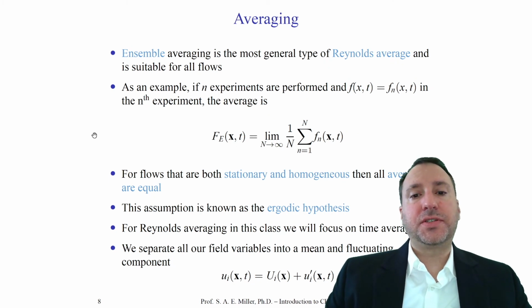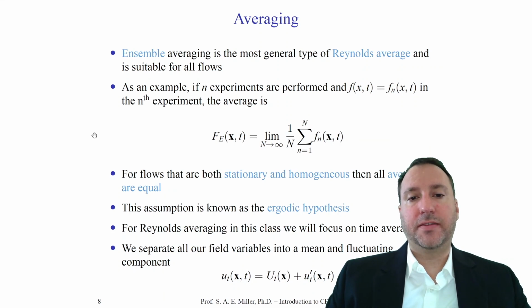Now, for flows that are both stationary and homogeneous, all these averages we talked about are equal. Why? First of all, a stationary flow means that it is statistically stationary and time invariant. The statistics are time invariant, not the actual flow itself.